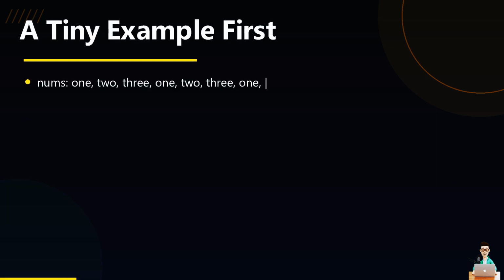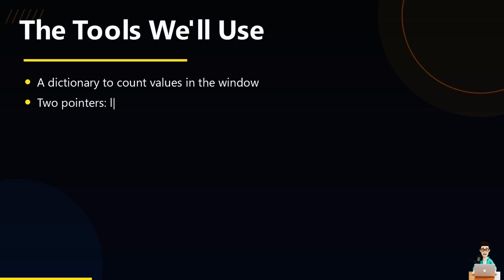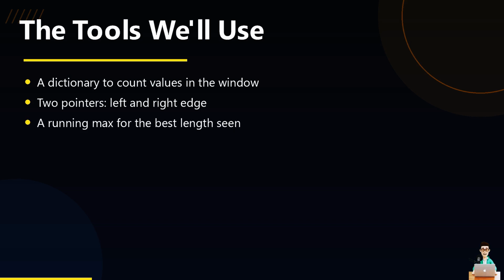Take this row 1, 2, 3, 1, 2, 3, 1, 2 with k equal to 2. The first 6 values form a good stretch. Each value shows up at most twice. Add a 7th and something breaks. We just need 3 things. A dictionary that maps each value to how many times it's currently in our window, a left and right pointer marking the window's edges, and one variable tracking the best length so far.